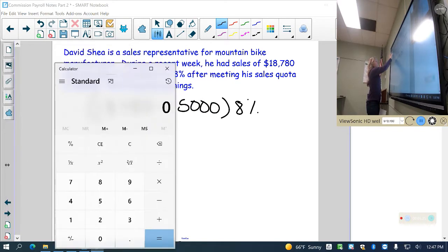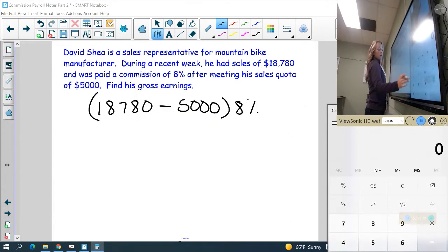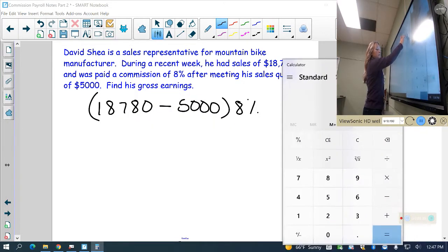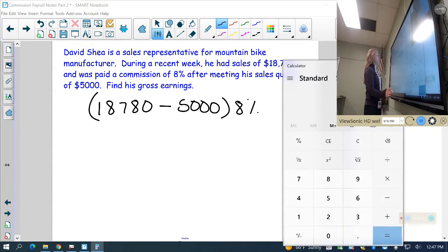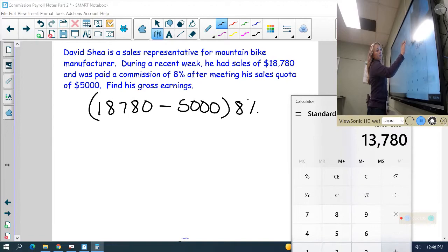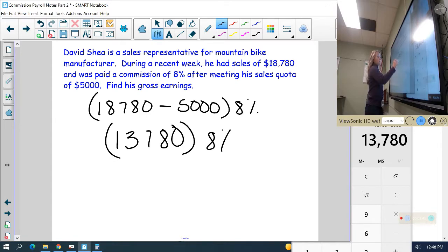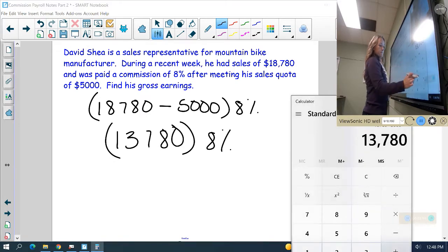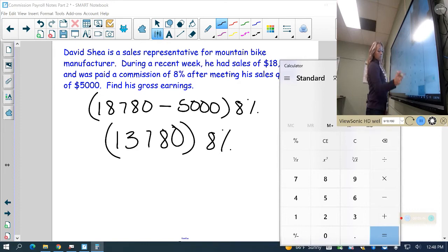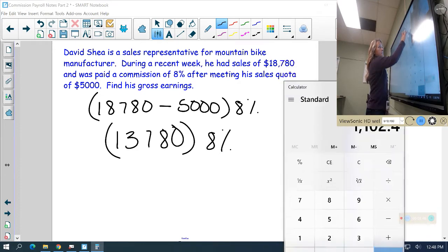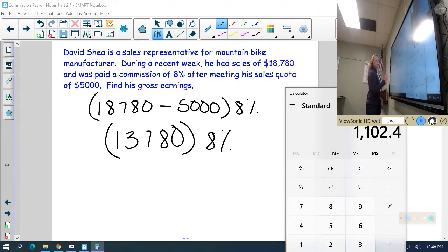So I have, put the calculator over here, 18,780 minus 5,000, which I can do in my head, but 13,780, so you can see it, times 8%. $1,102.40.